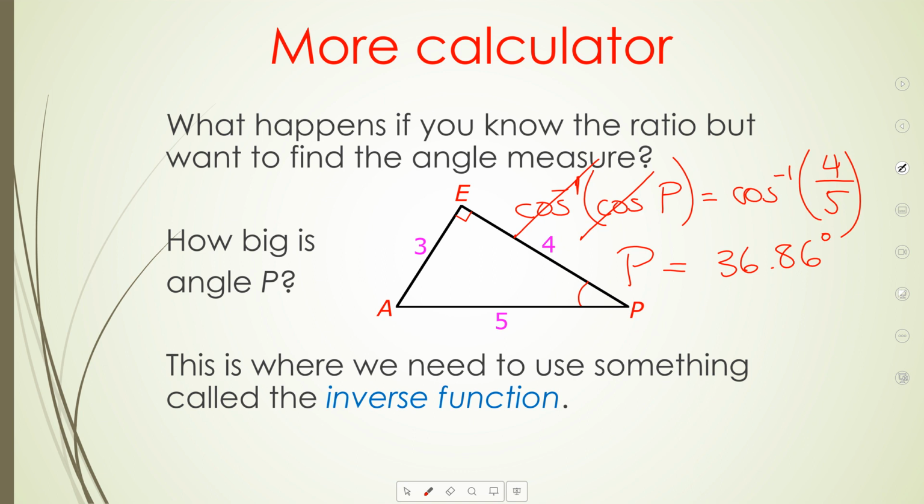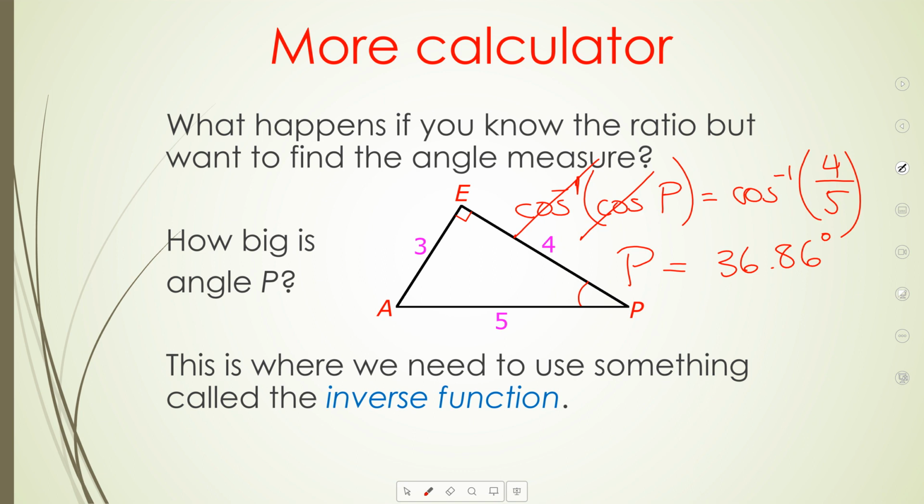Plus 8 equals 180. Wow, that was a mess. Could you try that again? So 90, which is angle E, plus angle P, which is 36.86, plus 8 equals 180. Bingo. All three angles have to add up to 180, so you can do some simple subtraction. I don't have to do a trig equation again.